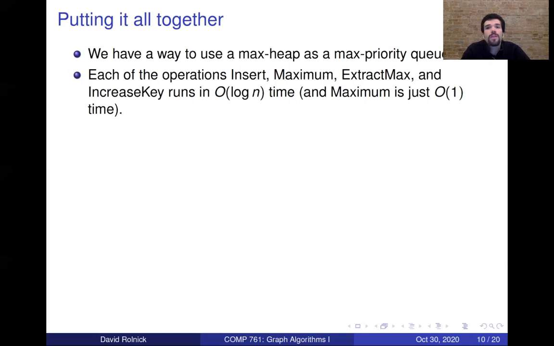This is not necessarily the most efficient way to make a priority queue. We may talk about Fibonacci heaps later. But it is a very nice way to do that. Other questions?